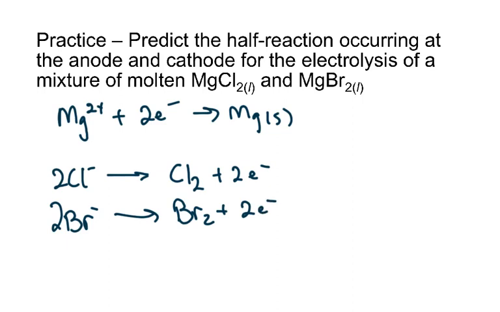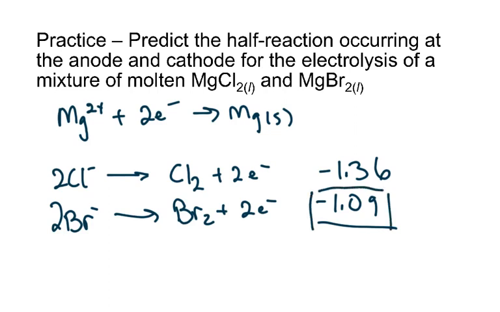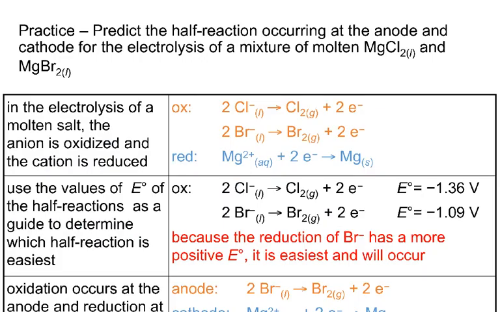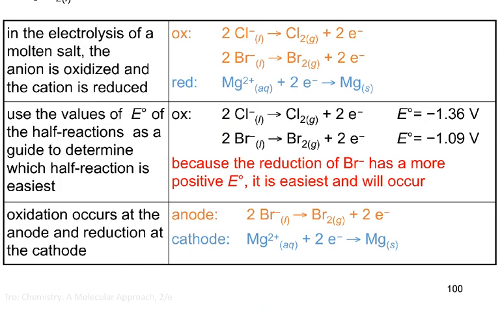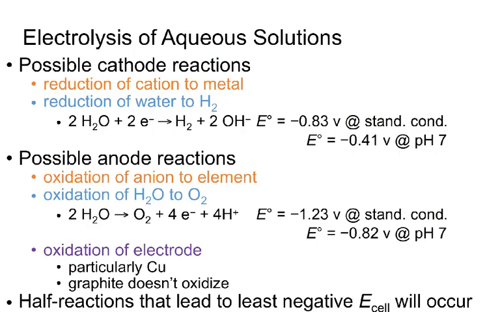And again, we can look those up in the book. And we have negative 1.36, negative 1.09. And so the one for bromine is lower, and so that is the one that will be reduced. It's the least negative, easiest one for it to happen.